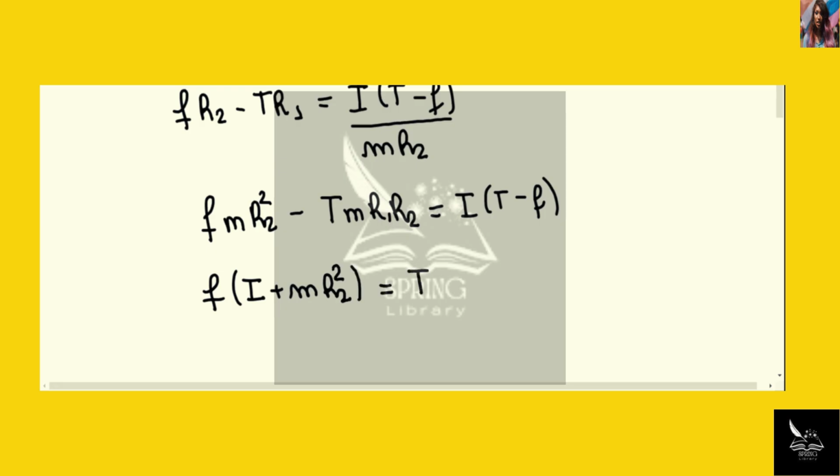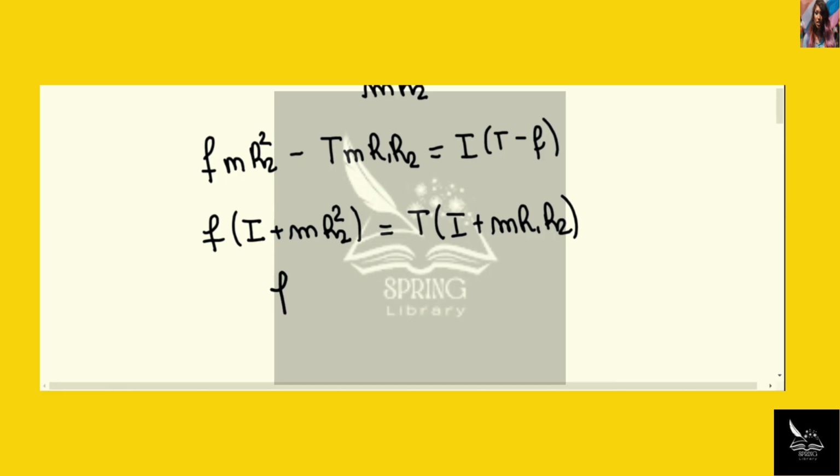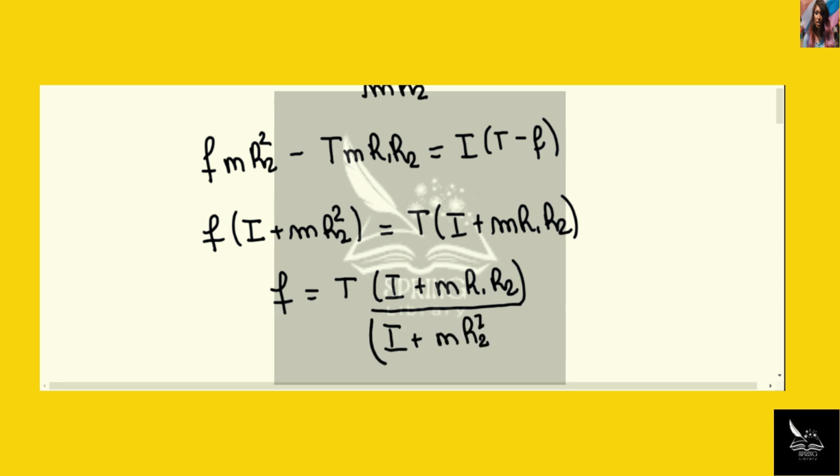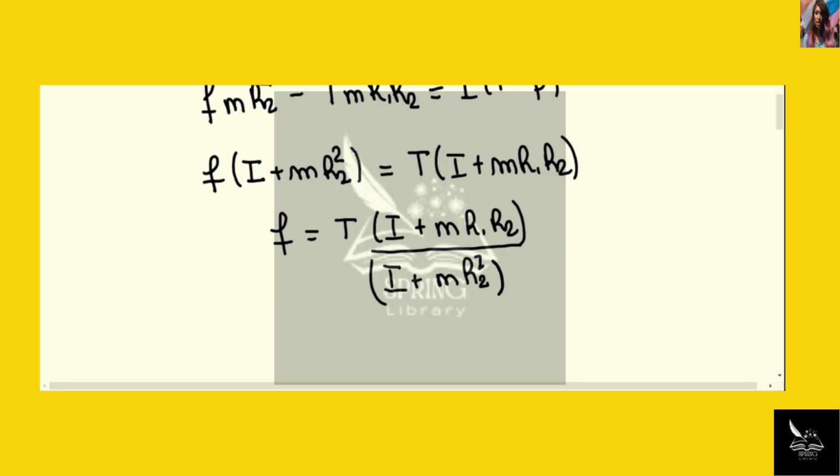is equal to T times (I plus M R1 R2). And if we divide both sides by I plus M R2 squared, we get that F is equal to T times (I plus M R1 R2) divided by (I plus M R2 squared). And this is the result we wanted to find, and the answer to our exercise.